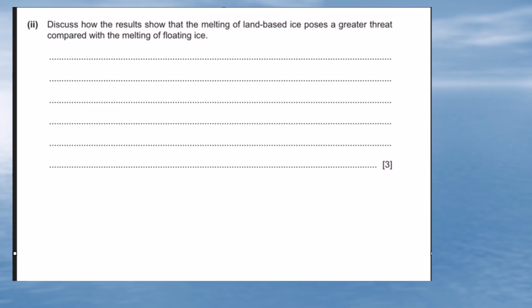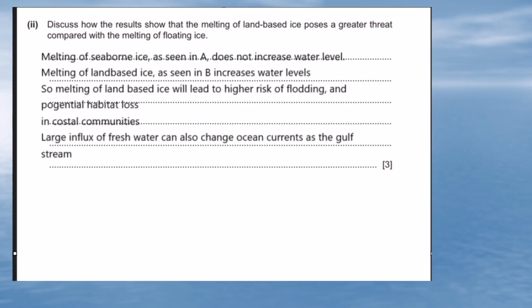So then we were asked to discuss how the results show that melting of land-based ice poses a greater threat compared to the melting of floating ice. I had quite a few students who said that land-based ice leads to more flooding. While this is correct, if we want to get all the points, again, we need to be specific. So here's how I would do it.